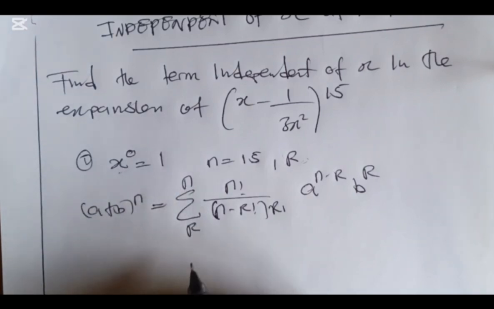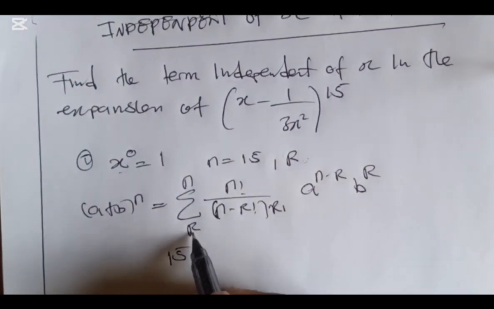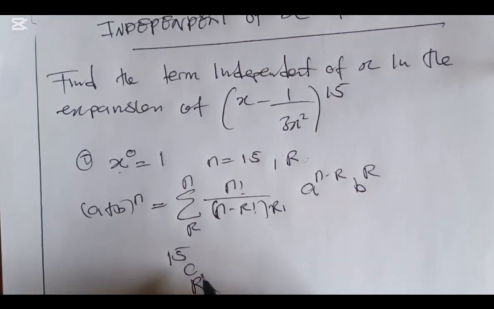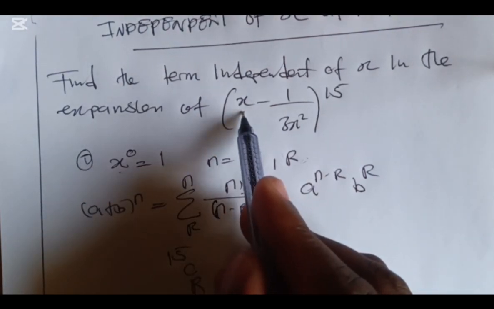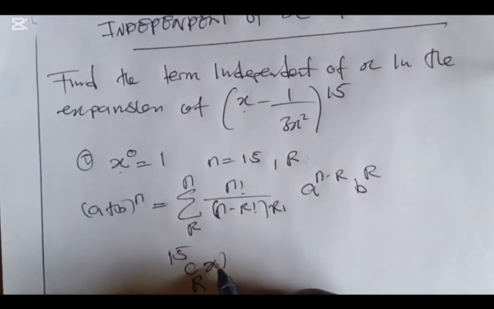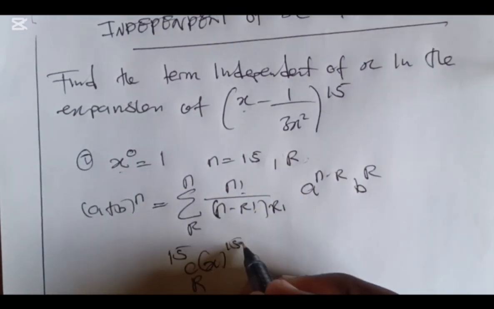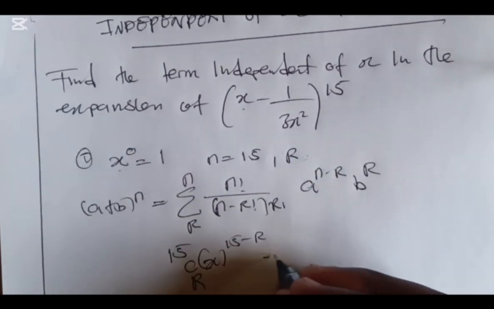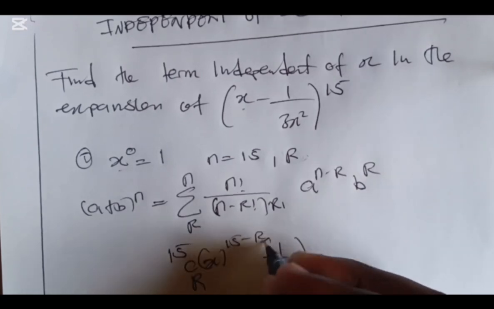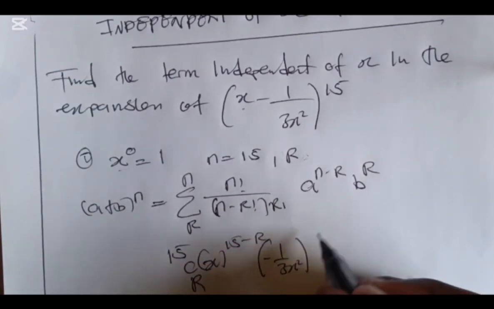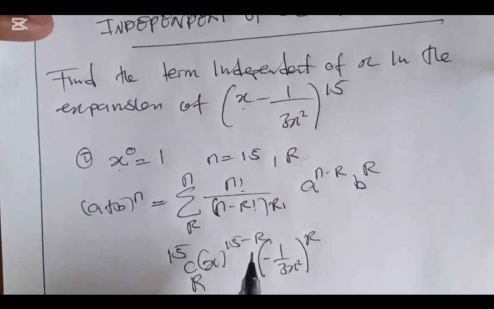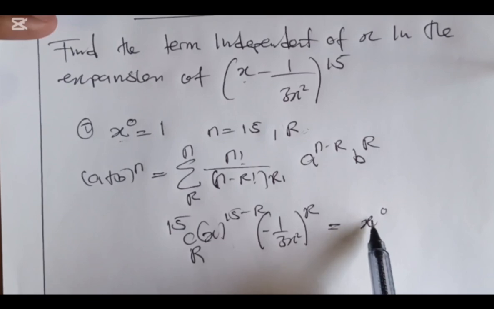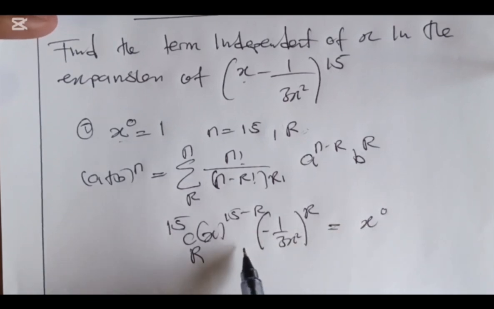So we have n, which is 15, then we sum up with r. We don't know what r is, the position, but we have the terms they have given us. The first term is x, so it is x raised to the power 15 minus r. Now we need the b term, which is negative 1 over 3x squared. This term is raised to the power r, which we don't know. So whenever we expand this, what we should get is x to the power 0, because x to the power 0 is the term that is independent of x.